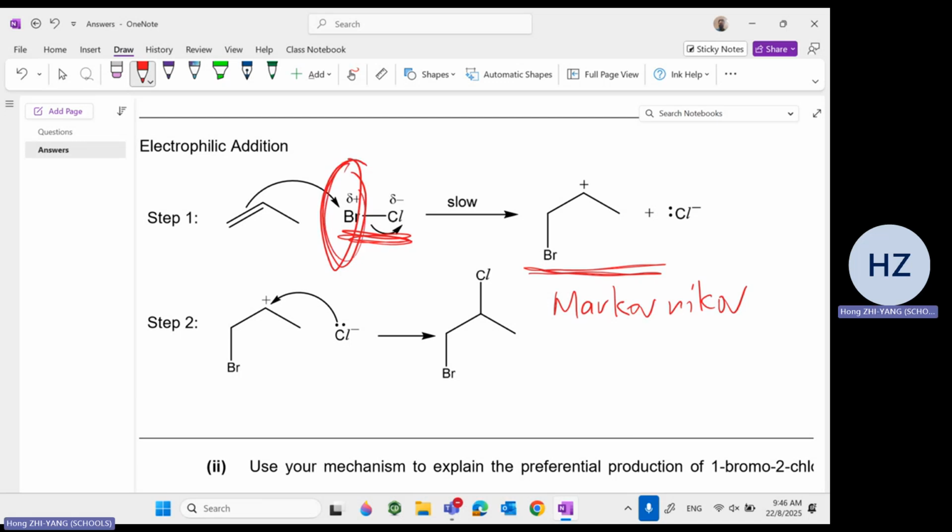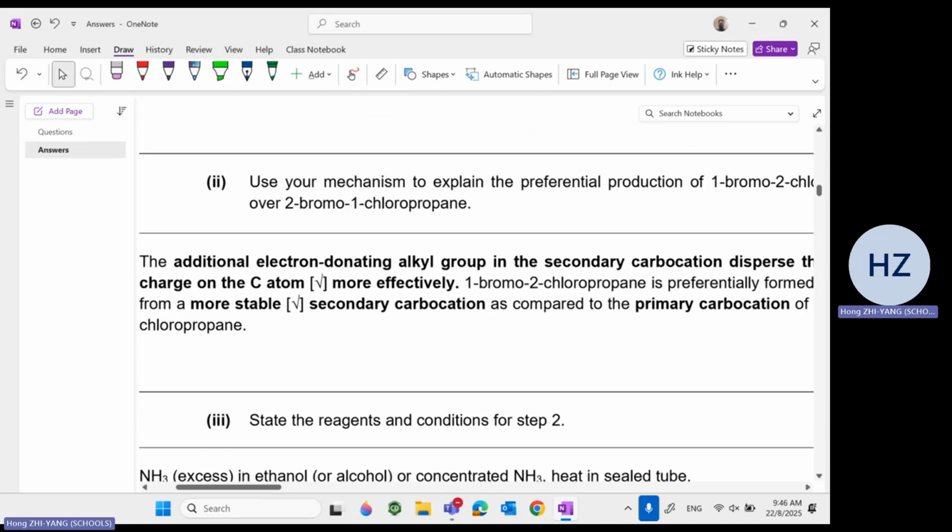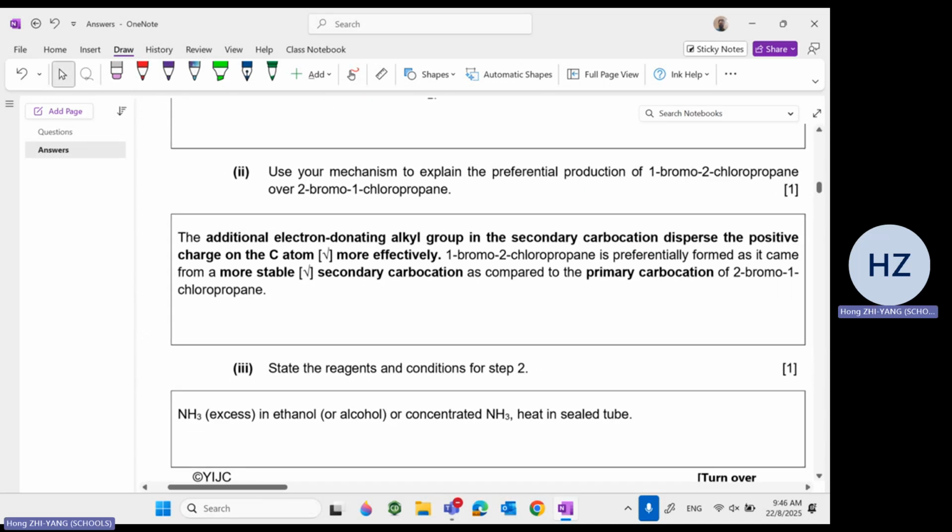Okay, expand it. But actually the real concept behind Markovnikov rule is stability of carbocation, which this JC tested, which is this one. Secondary carbocation versus primary carbocation. So this one, very important. If you are revising this, always remember to revise this. Okay, next.